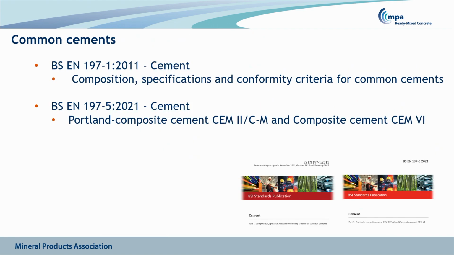So the common cements that are in BS 8500 are BS EN 197 Part 1, 2011 cements. They've been in the standard for many years. And the new BS EN 197 Part 5, 2021 cements. And these are both composite cements, CEM 2 and CEM 6.